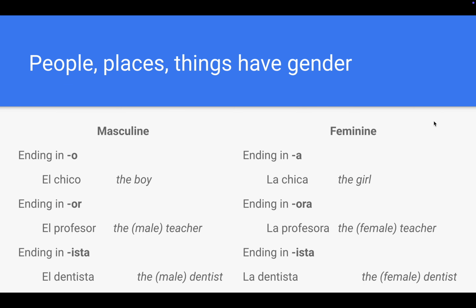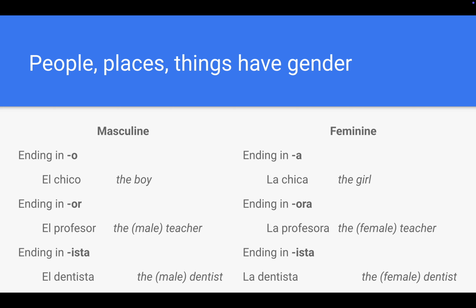Okay, so let's move on to our nouns. First, we're going to start with people-type nouns. So in Spanish, first off, nouns: person, place, things, ideas. In Spanish, nouns always have a gender. In English, that's not the case. But in Spanish, a noun is always going to be masculine or feminine.